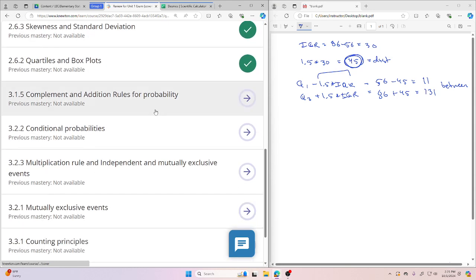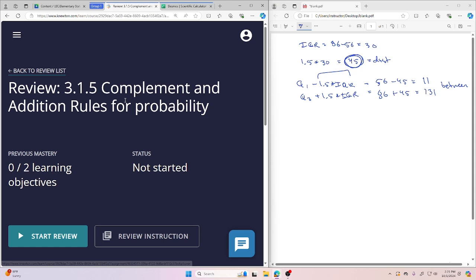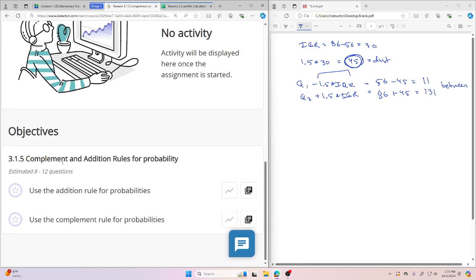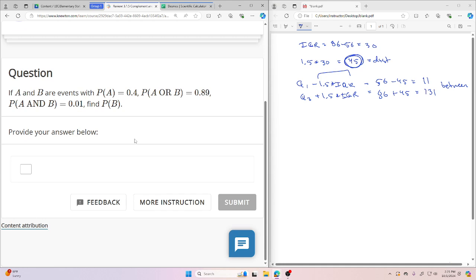Whoa. Are we in chapter 3? We're in chapter 3. Look at that. Okay, cool. Okay, chapter 3. Let's check it out. Oh man, these are fun.